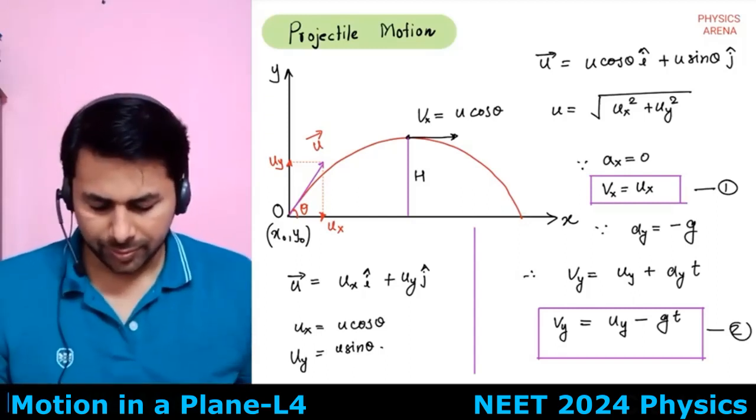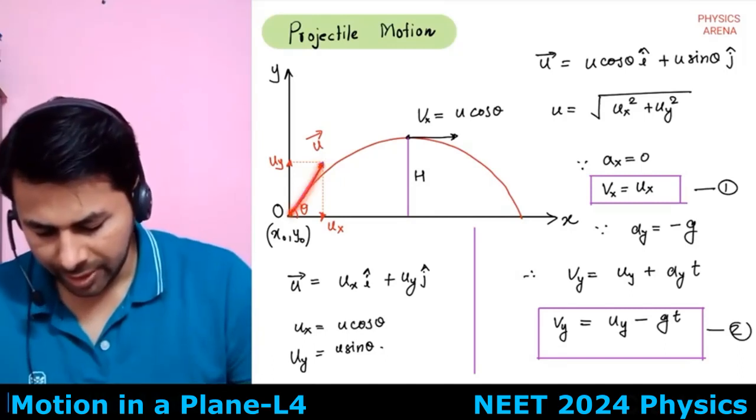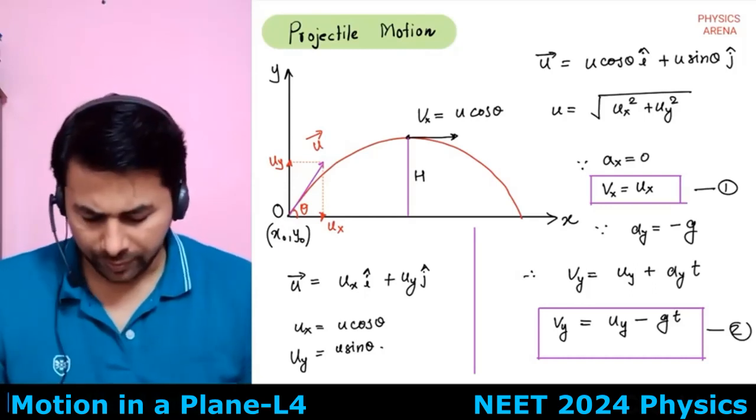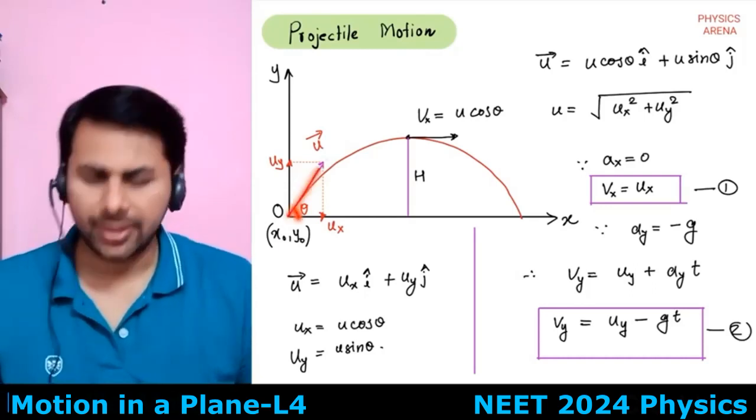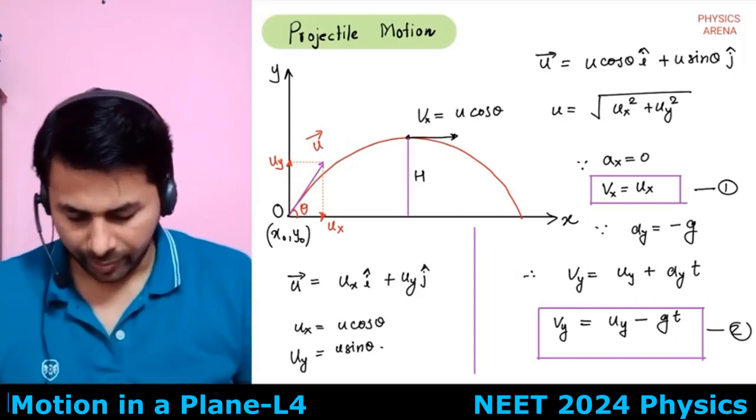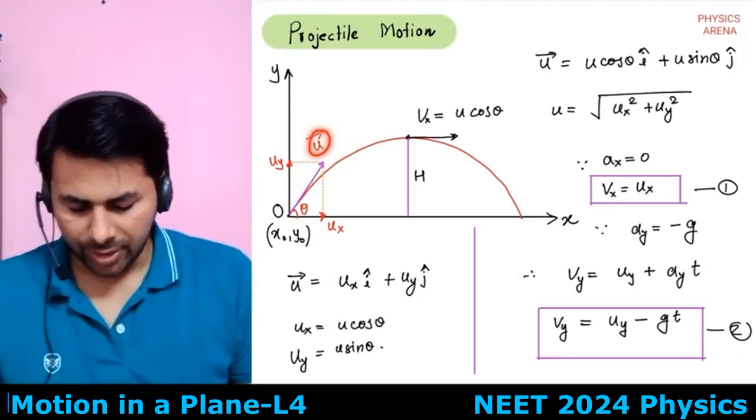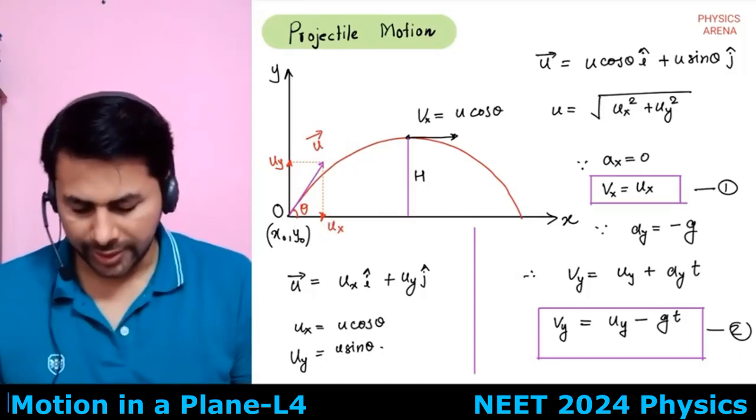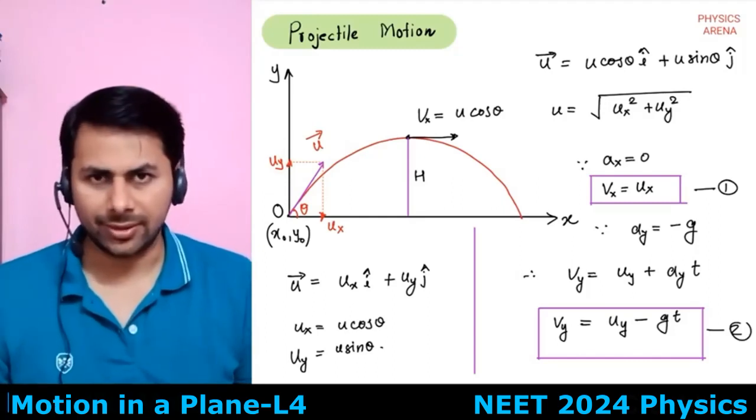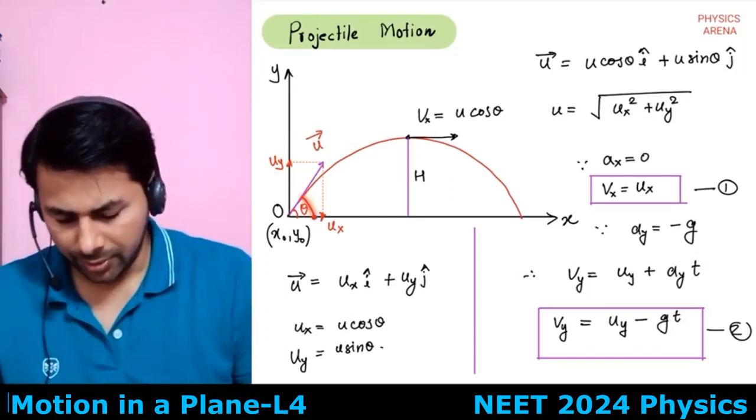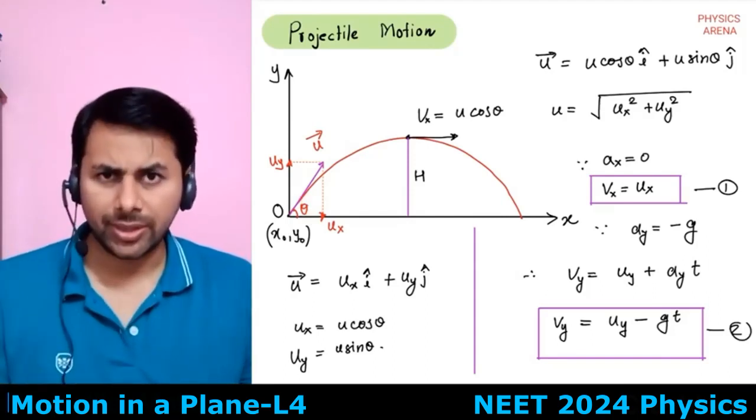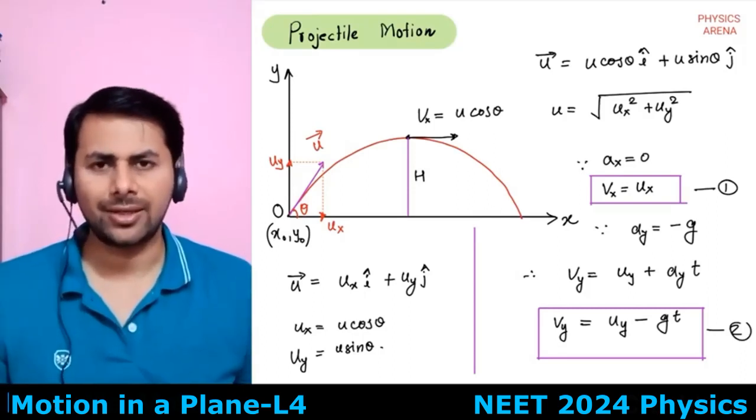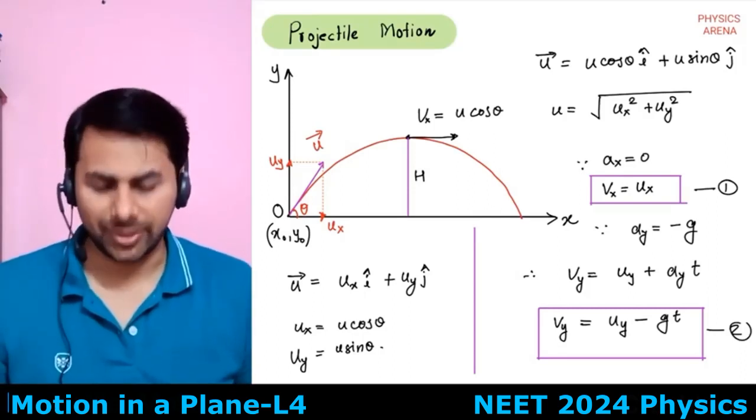Now see, you're throwing this object with some initial velocity. So u bar is the initial velocity, and it makes some angle theta with the horizontal plane. So this u bar can be resolved along two components. One is ux, which will be equal to u cos theta, and uy will be equal to u sin theta. When you go through the angle, that component is cos component. When you go away from the angle, that component is sine component.